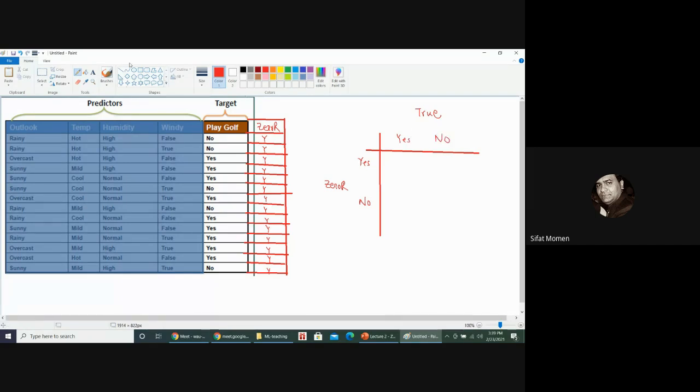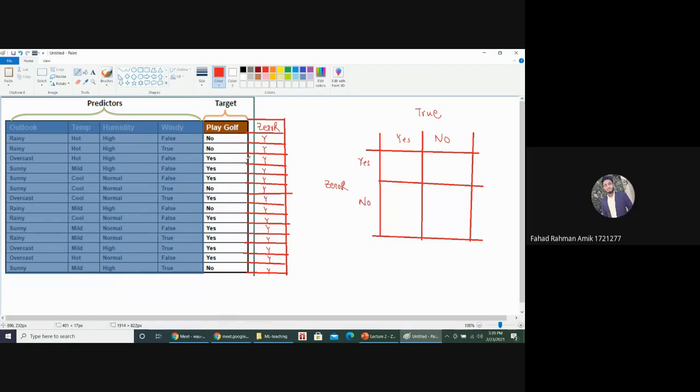Okay, so I'll just do a little here. Look at this one now. Okay, just put it this way. What does this cell mean? So predicted value yes, true value yes, right? Now look, how many are there here? Predicted value yes, true value yes.